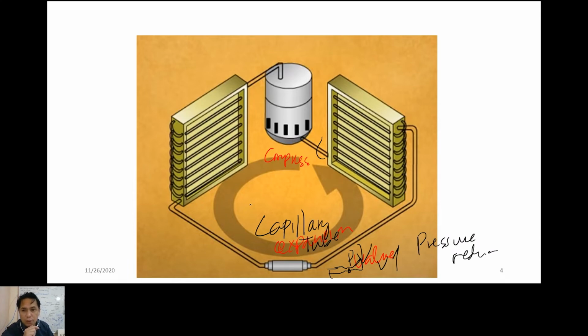So how do I know where is the vapor and where is the condenser and where is the compressor? How do you know that? Where's the condenser and where's the evaporator?